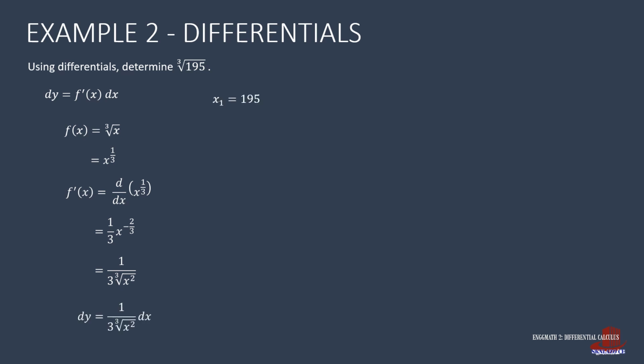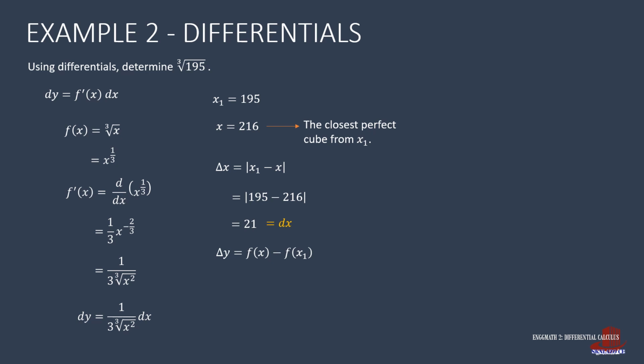Then x sub 1 is 195. X is 216. This is the closest perfect cube from x sub 1. Next is delta x, which is 195 minus 216. This gives negative 21. This is also dx. Delta y, on the other hand, is the difference of the functions, and that is the cube root of 216 minus the cube root of 195, which can be simplified as 6 minus the cube root of 195.